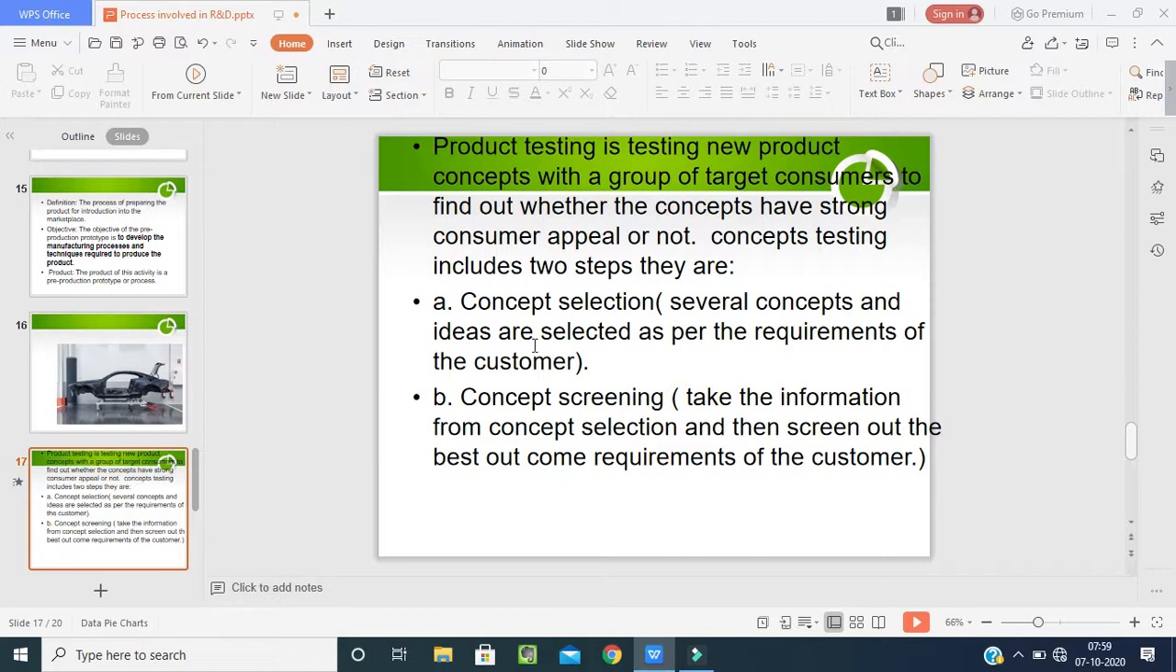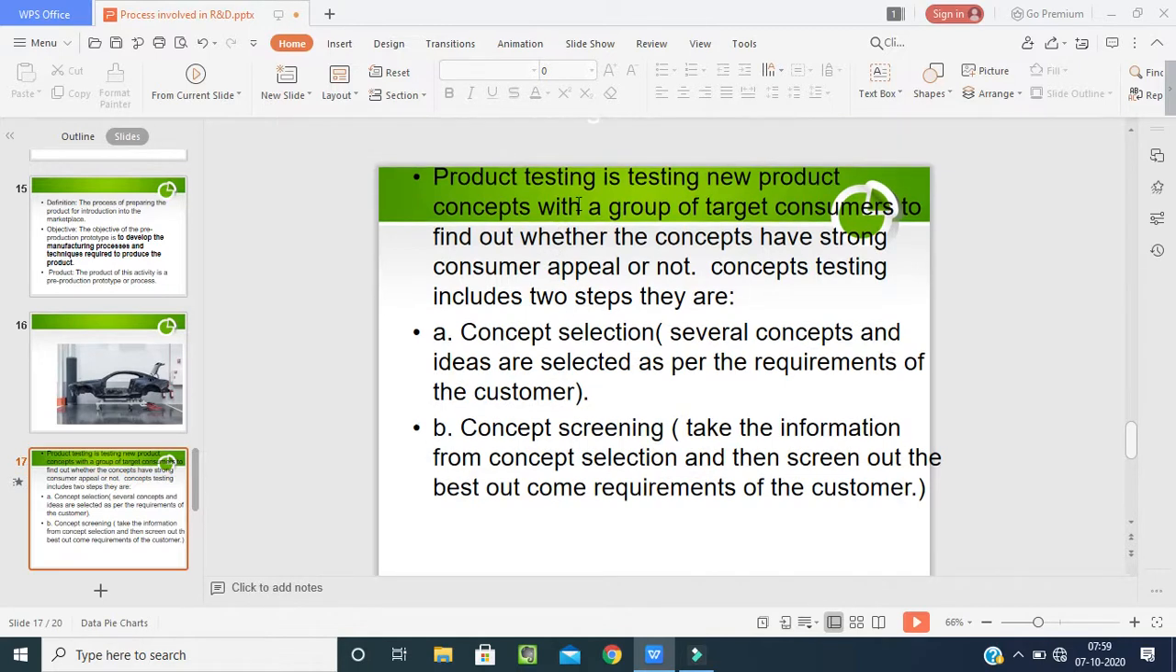modification and testing. This is the fifth one I just mentioned. Product testing is testing a new product concept with a group of target consumers to find out whether the concept has strong consumer appeal or not. Concept testing includes two types. We have two types of concept testing: one is concept selection, one is concept screening.